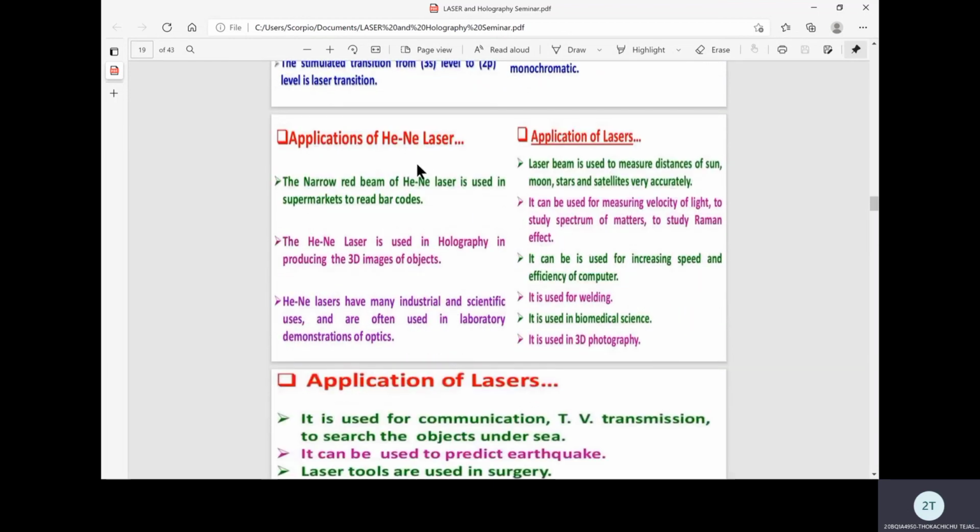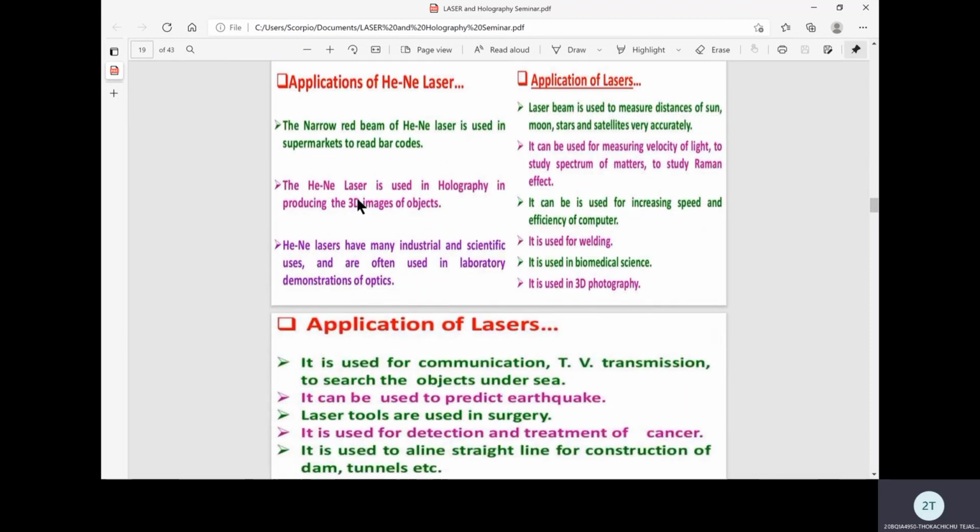Coming to the applications of the helium neon laser, the narrow beam of helium neon laser is used in supermarkets to read barcodes, which we see in our daily lives. The helium neon laser is used in holography in producing 3D images of objects. We'll see about holography in a later part. So this also plays a key role in holography. Helium neon lasers have many industrial and scientific uses and are often used in laboratory demonstrations of optics. It also plays a key role in optics.